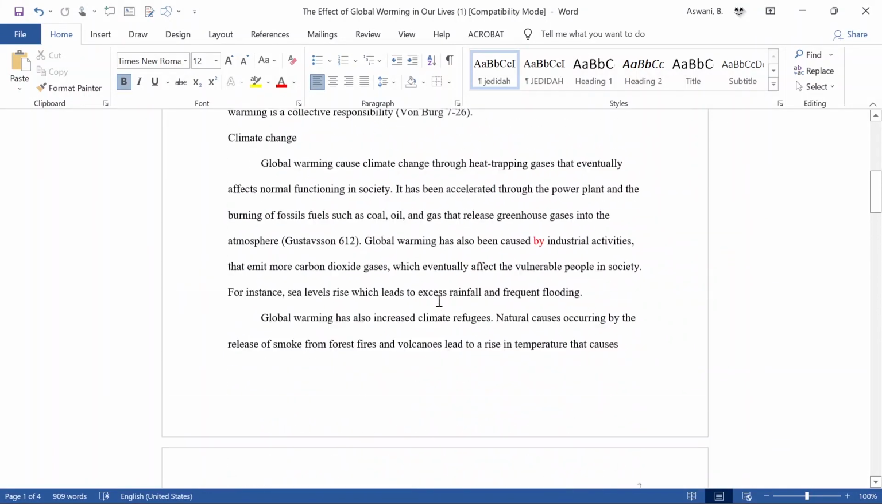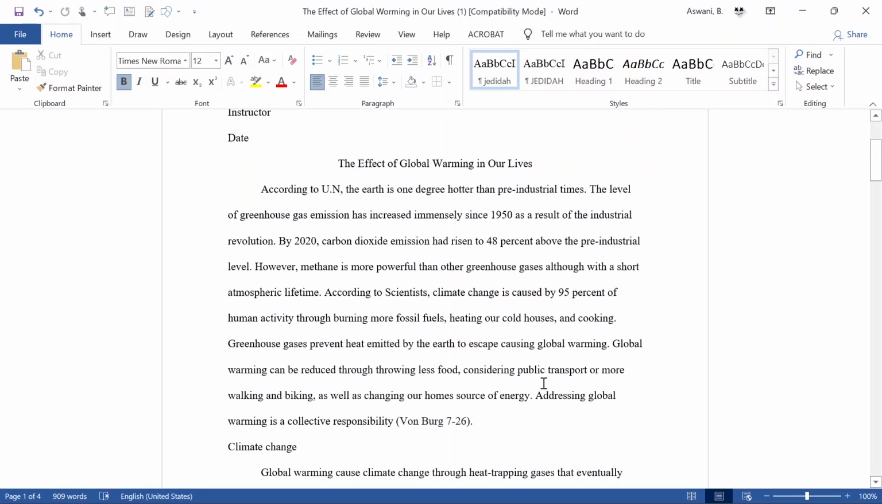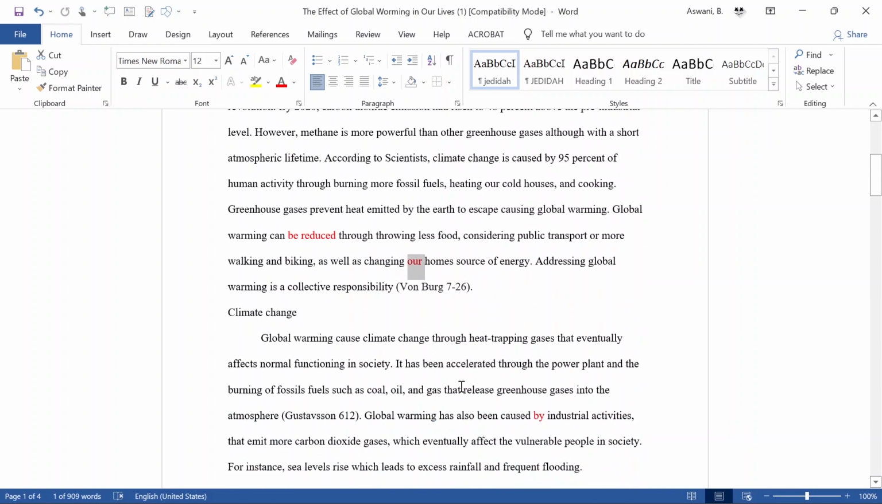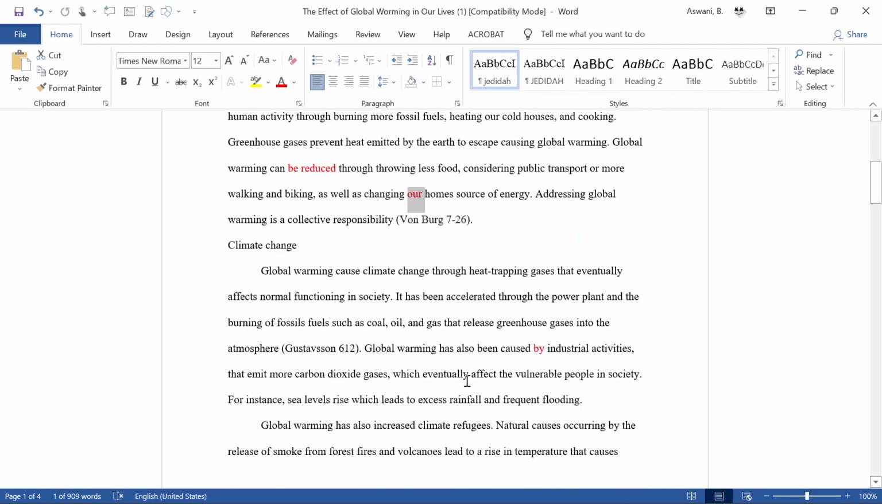So if I was to take you back to this sample, you can see here, global warming can be reduced by who? Can be reduced. So this is also a case of passive voice: through throwing legs, food, considering public transport or more walking and biking, as well as changing hour. You see this hour. This is an example of first person pronoun, which is not supposed to be here because it makes this paper appear like it's an opinion. It's just your thing. It's not a well researched paper. It's not objective. So this is an example where this person has used first person pronoun.